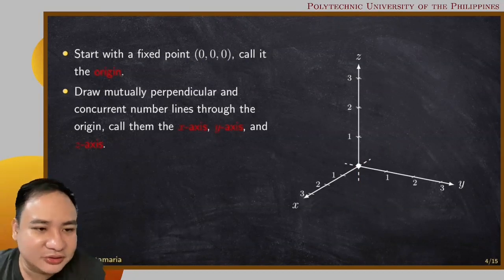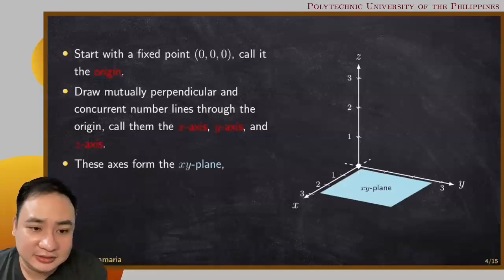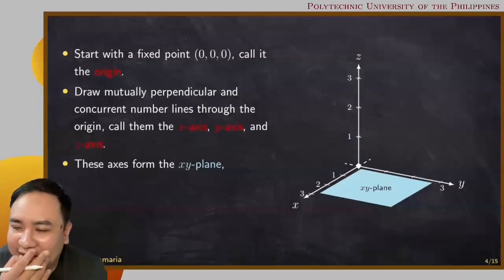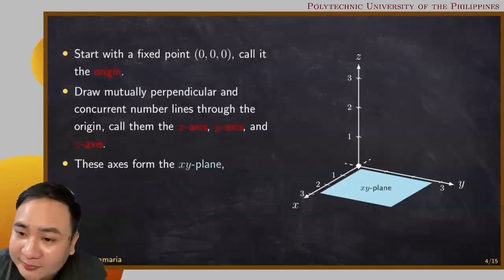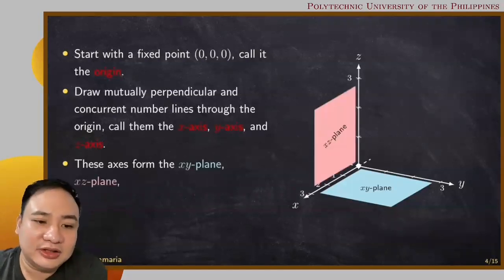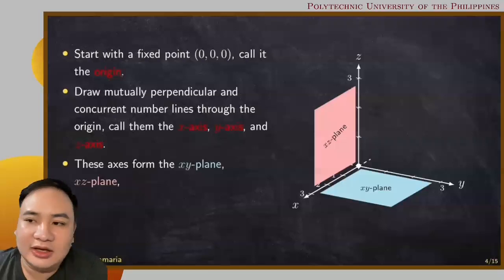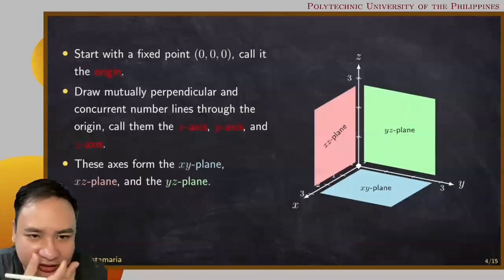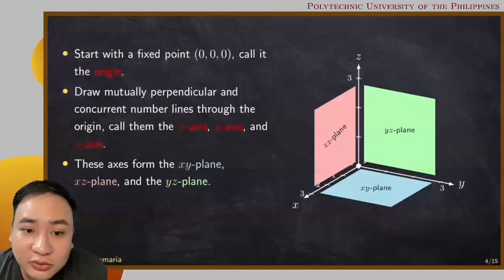Kaya dinadash ko na lang. Okay? Now, these lines determine planes. For example, the plane that contains both the x and y axis is called the xy plane, as pictured in the diagram. And then the plane that contains both the x and the z axis is called the xz plane. On the other hand, yung plane naman that contains both the y and the z axis is called as the yz plane. So basically, meron tayong tatlong coordinate planes.